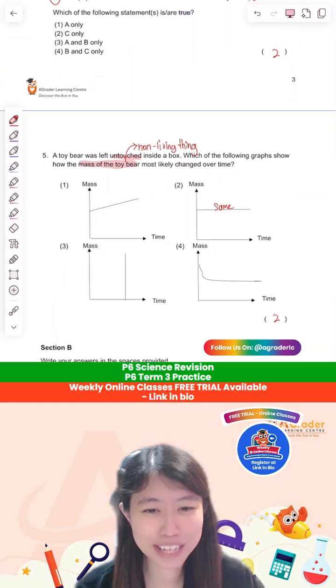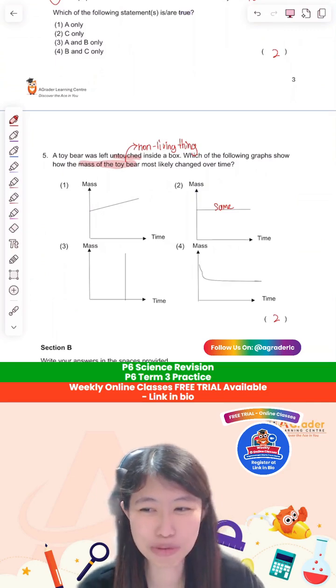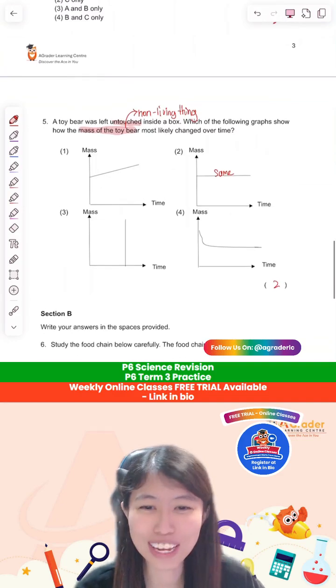Mr. Nugget says that the toy bear is a living thing. Maybe watch too many Toy Story. Do you all watch the Toy Story movie before? This is not Toy Story, okay? Toy Story is not real.